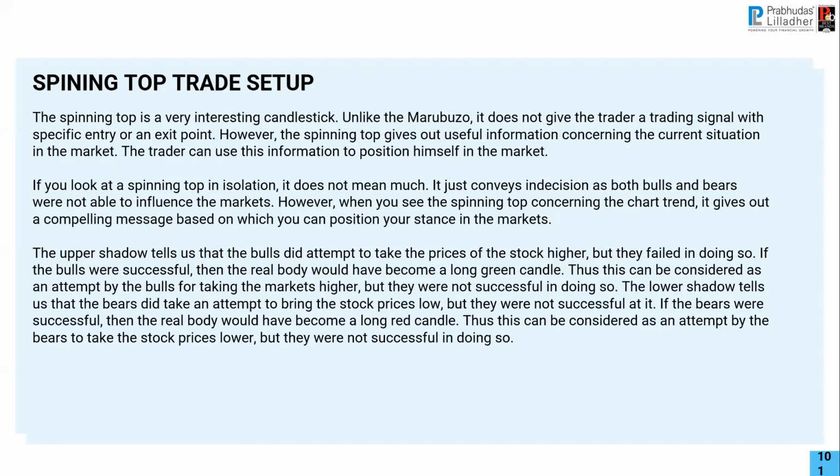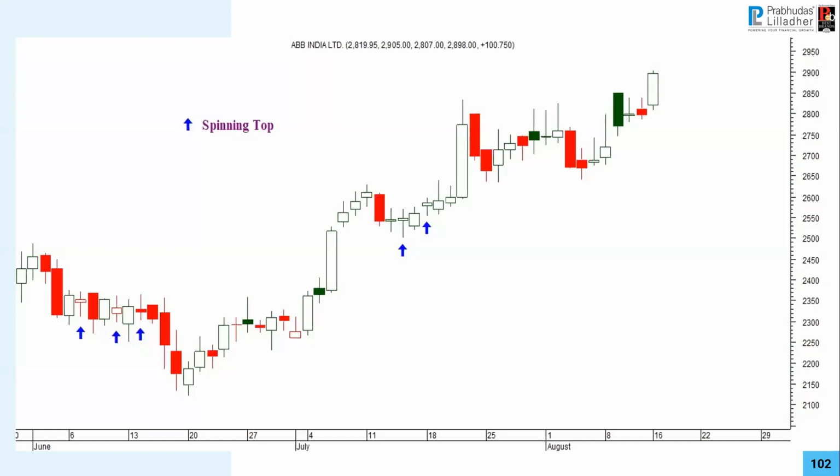Thus, we can consider that an attempt has been made by the bulls for taking the market higher, but they were not successful in doing so because there is also the participation coming from bears, whereby they are trying to take the stock down. So this can be considered as an attempt by the bears to take the stock price lower, but they were also unsuccessful in doing so.